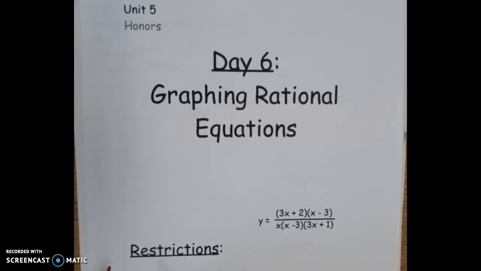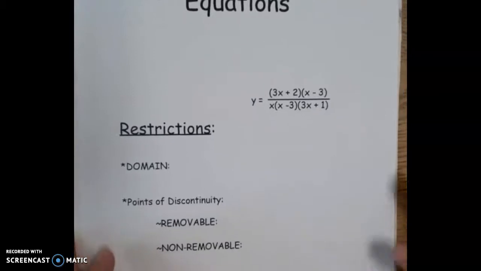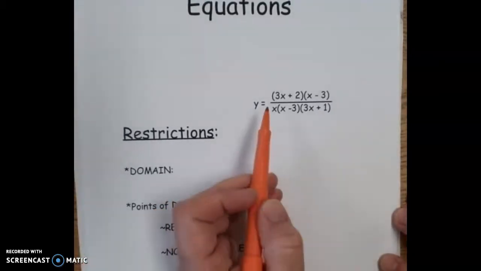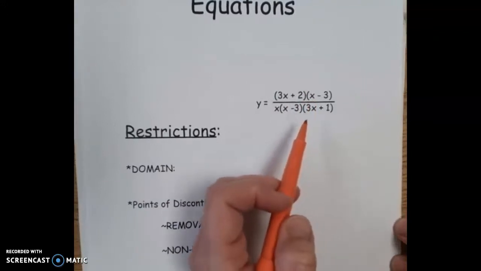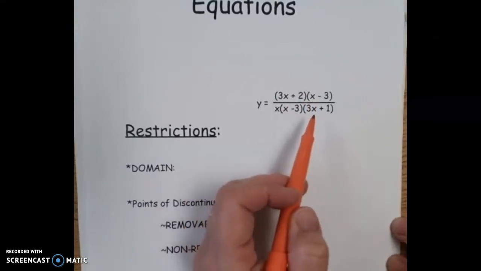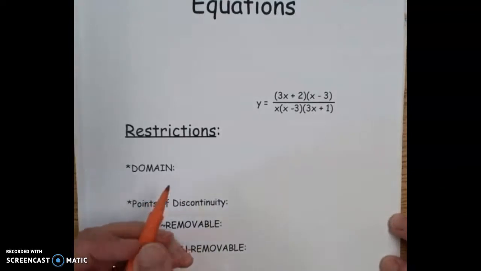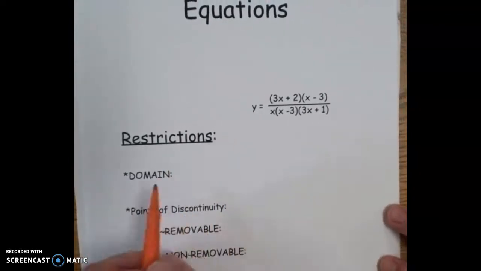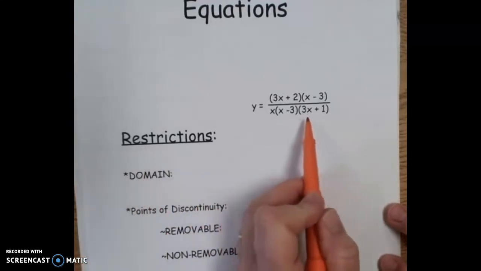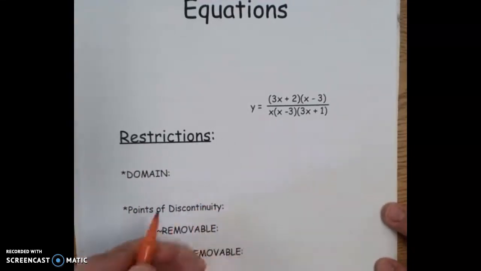Okay, today we will start day six, which is the last day of the unit on graphing rational equations. And our first example, we have the equation y equals 3x plus 2 times x minus 3 over x times x minus 3 over 3x plus 1. So we want to think about our restrictions first. So let's look at our denominator and figure out our restrictions.